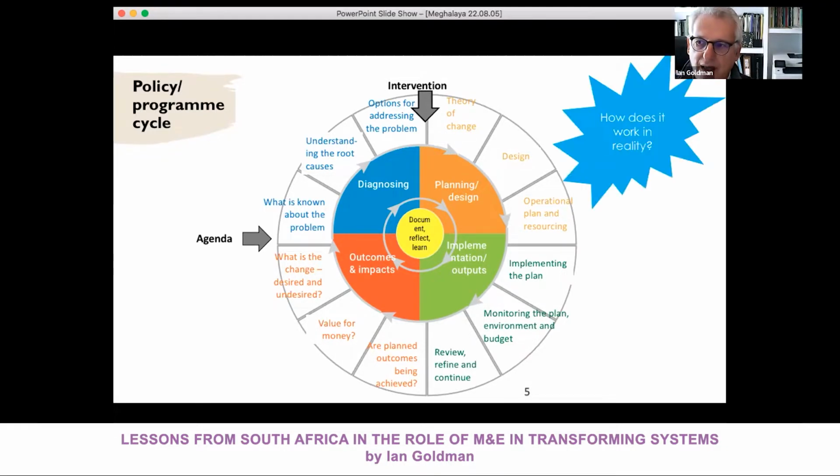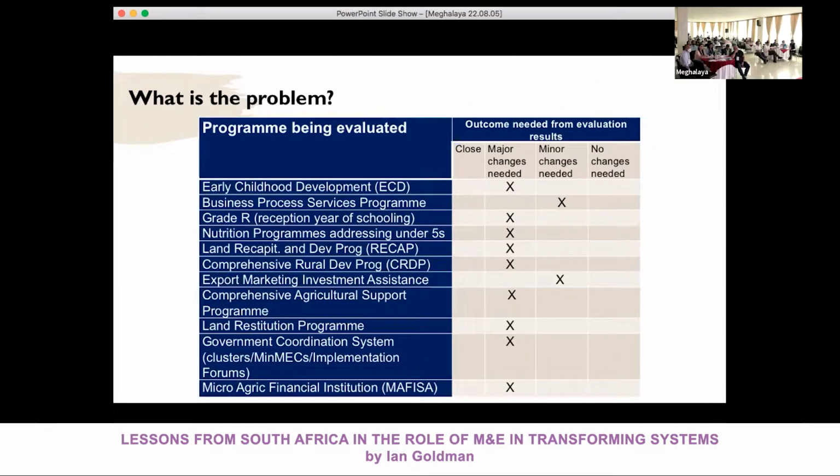I want to give you an example. This is the first 10 evaluations that were done in South Africa when we set up our national evaluation system. You can see they cover a whole range of things: early childhood development, a business process services program, adding an additional year of schooling, nutrition programs, export marketing. Now I want you to tell me what you see in this slide. What does this slide tell you?